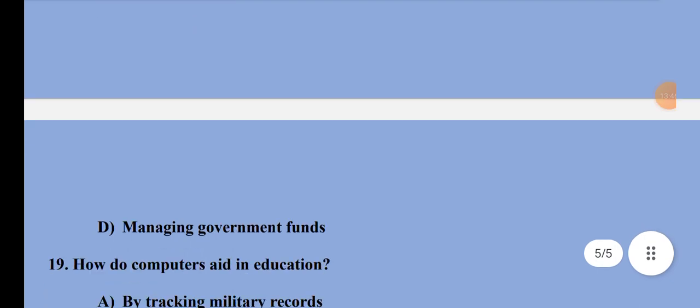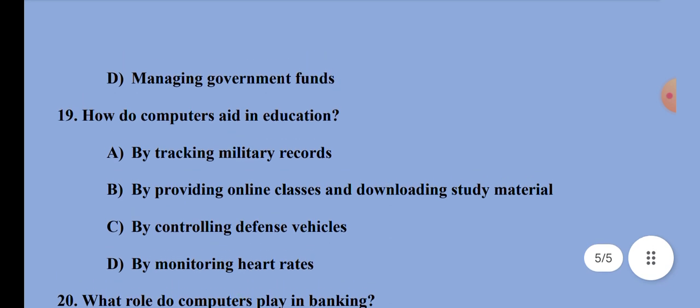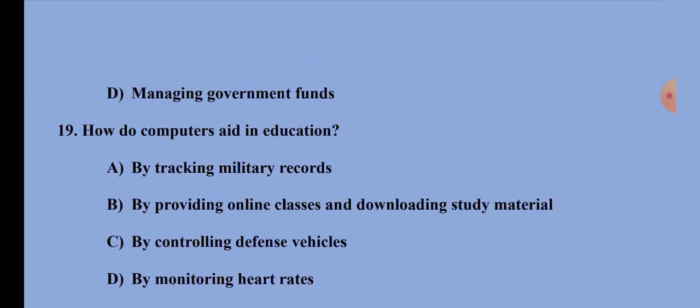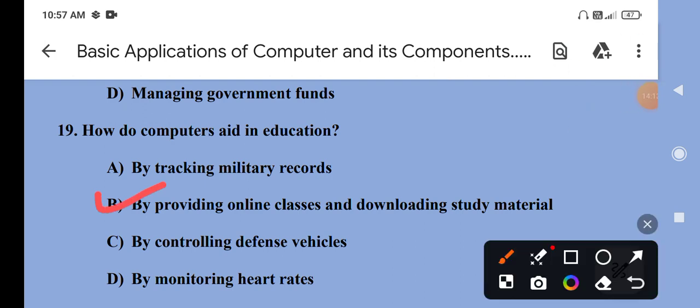Moving to our next question, question number 19. How do computers aid in education? This is easy. Option A, by tracking multipliers. Option B, by providing online classes and downloading study material. Option C, by controlling defense mechanisms. Option D, by monitoring heart rates. The right option to this question is option B. Computers help facilitate education by enabling online learning and access to educational resources. So option B is the right one.